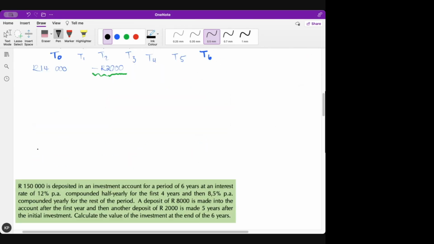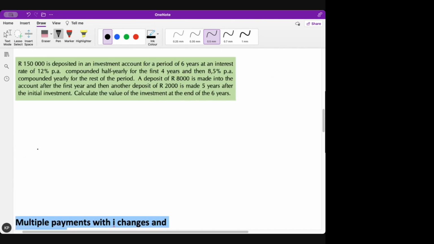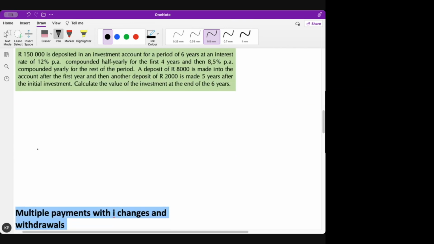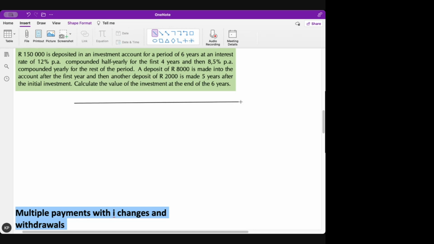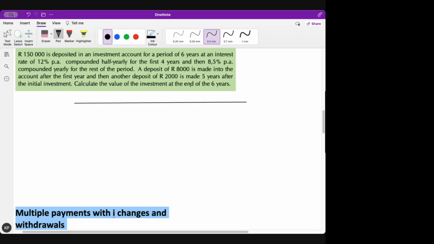All right. Let's see. Okay. Now, we have 150,000 Rand that is deposited in an investment account for 6 years in total. Okay, so we know whatever is happening is going to be happening over 6 years. So I'm going to go ahead and start off with my timeline. T0, which is before any of the years have even passed, that's the beginning of the period, right? So I'm going to have 1, 2, 3, 4, 5, and 6.